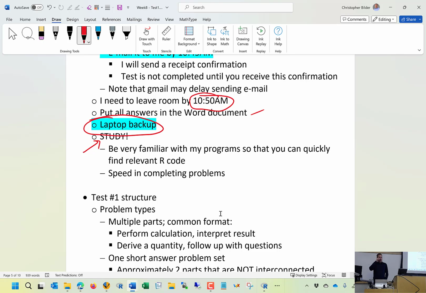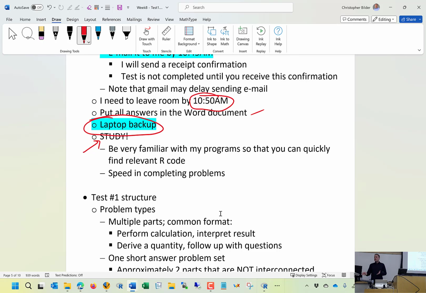I know that sometimes the way that students approach my class is they'll just copy and paste code from my notes and not really look at my programs too much. But obviously with this kind of a testing format, it is definitely helpful to know what's inside my programs. So if you haven't run my programs, run them before the tests. Look at what information is available in there.